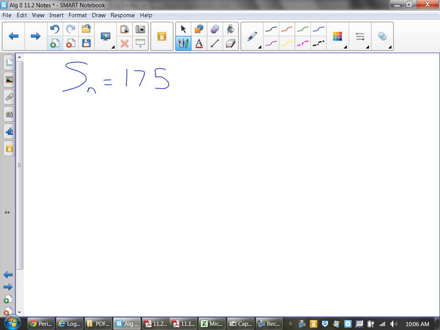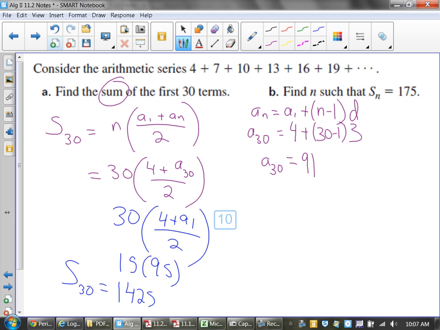We had the original equation of a sub n: the first term was 4 plus n minus 1 times 3. We didn't write this out, but it was 3n minus 3, so it was 1 plus 3n for our nth term. All we did with this problem is substitute that in right here. We just didn't write out the rule. Here's a hint: write out the rule first, because you're going to need it for this part.